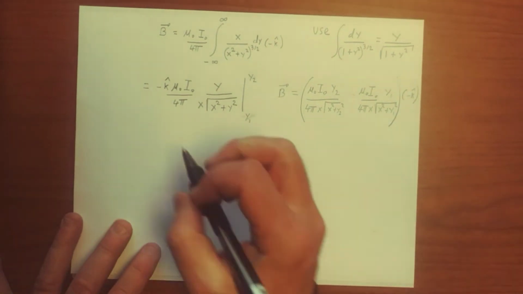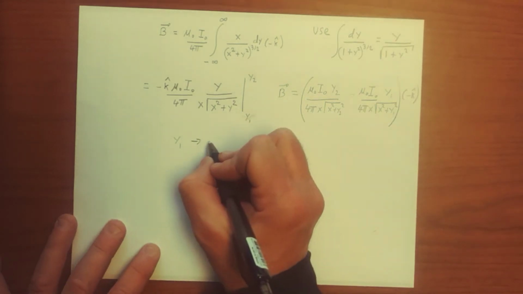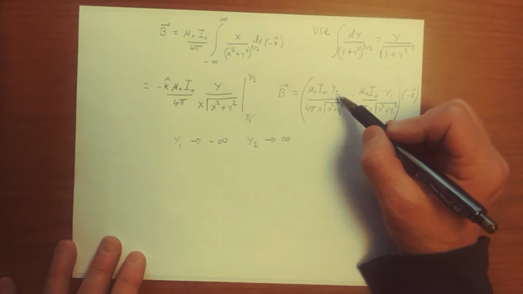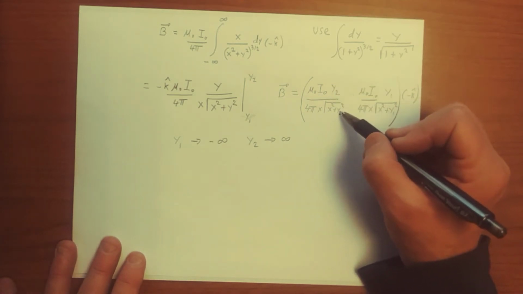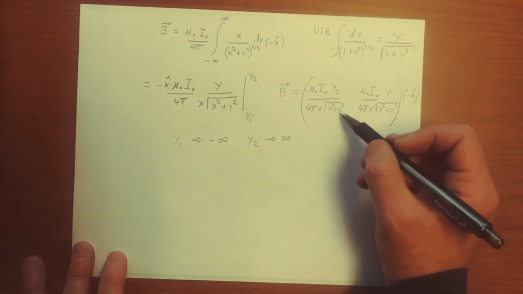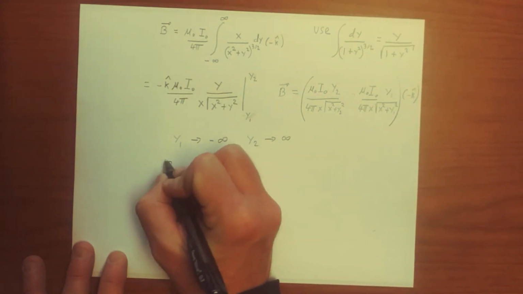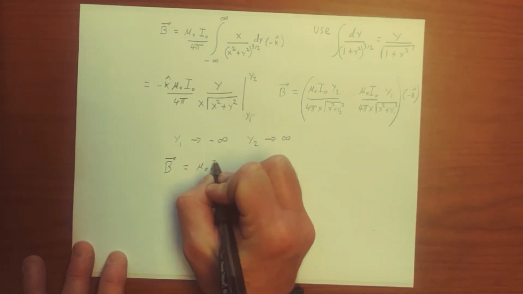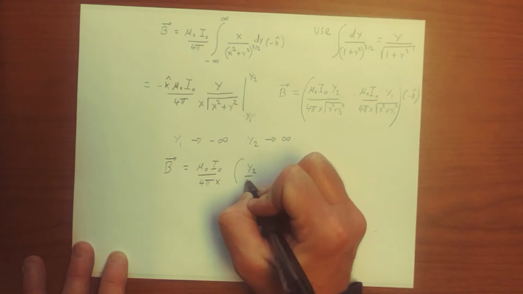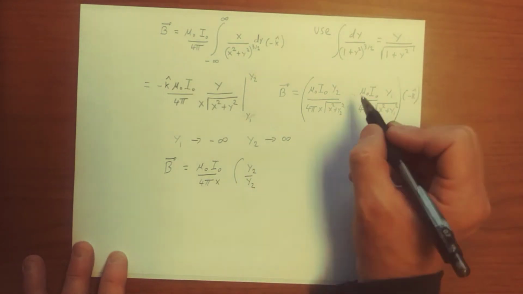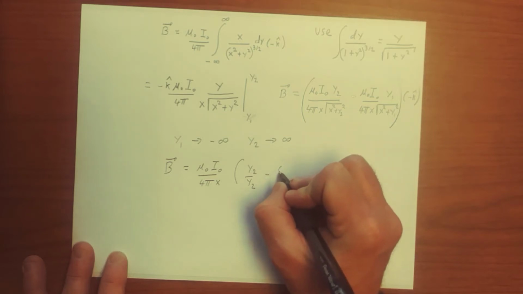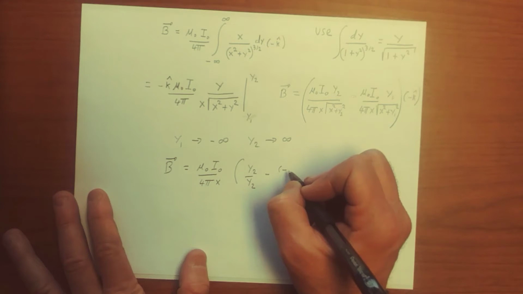And so now we take y1 goes to minus infinity, and y2 goes to plus infinity. And so we see that this becomes infinity, and we have the square root of infinity squared, and the x squared is irrelevant because it's a finite quantity, so we just get infinity over infinity. And so we end up with B equals mu naught I naught over 4 pi x times infinity over infinity, or let's just keep it as y2 over y2. Those are the only terms that matter. We have minus, but we have negative infinity. So here we have minus, let's leave it as y1, minus y1.